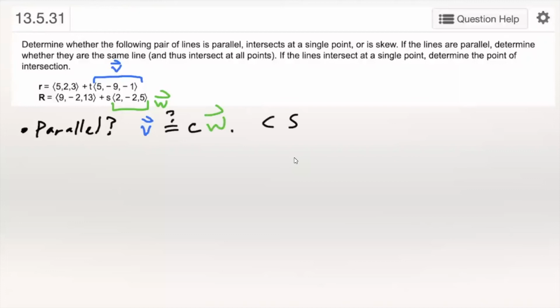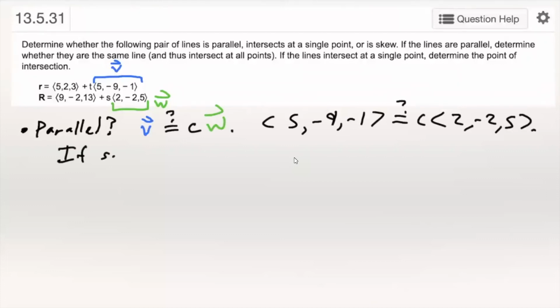So that's asking: is (5, -9, -1) equal to c times (2, -2, 5)? Okay, well, if so, that means that setting the first coordinates equal, 5 must be 2c. Again, that's setting the first coordinates equal. 5 is equal to c times 2.